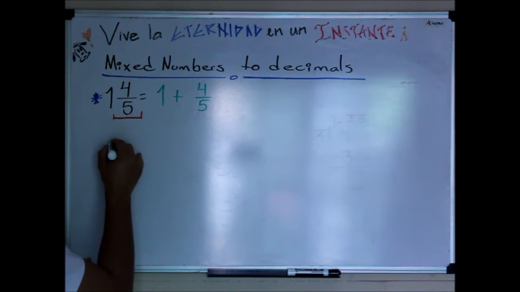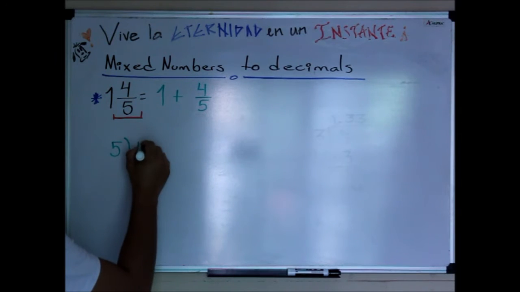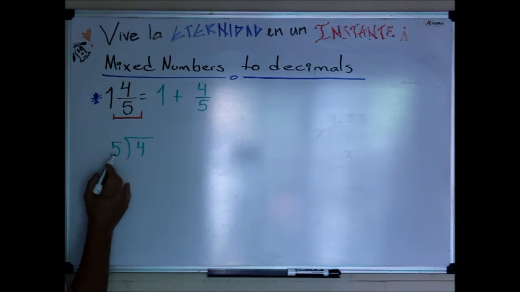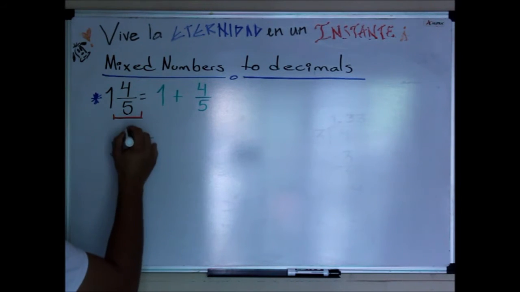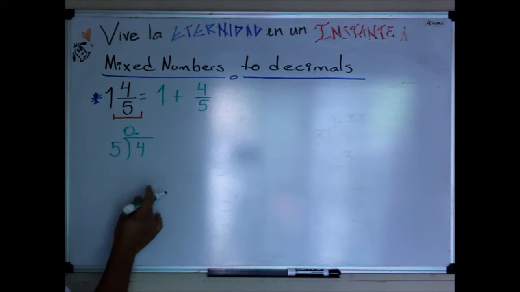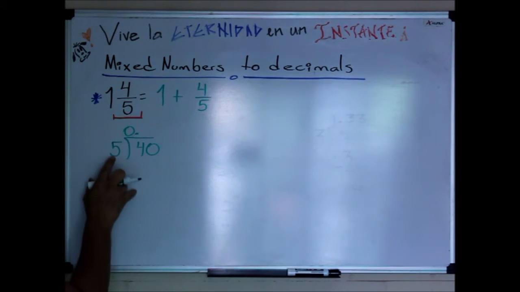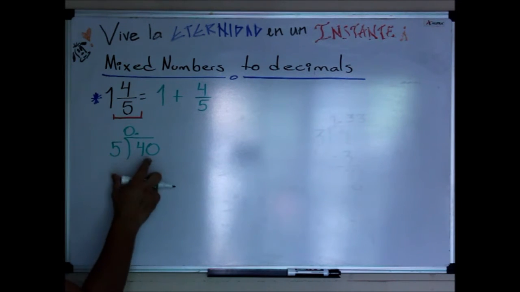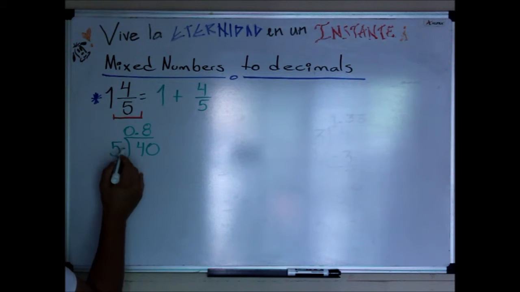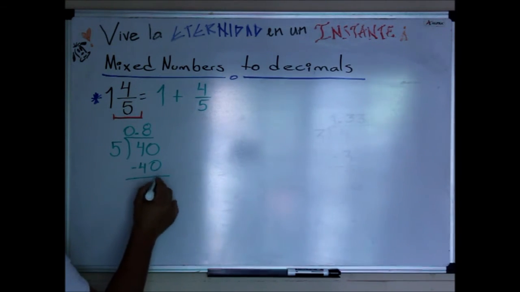So the 5 that is our denominator will be outside and the 4 that is our numerator will be inside. So how many times does 5 fit on 4? None. So we're going to place here the 0 point, or the decimal part, changing this 4 into 40. Now we're going to say how many times does 5 fit on 40? 8 times. So 5 times 8 will be 40. We make the subtraction, we get 0.